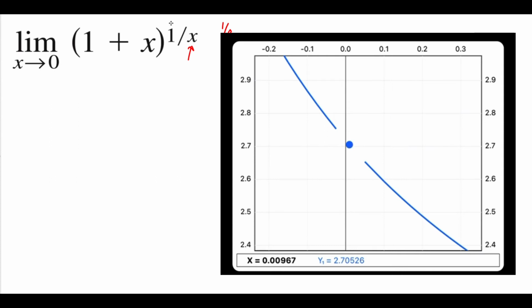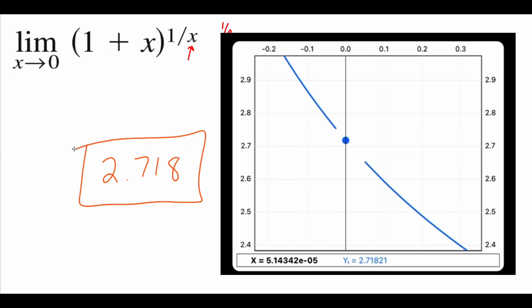But if I zoom in and I try to trace along that graph to figure out what y value we get really close to as our x value keeps getting closer and closer to 0. Here I've got an x with some scientific notation, so I know that's going to be a really small number. And if we look at that y value, we've got a y value of about 2.718-ish if we round that off. So I'm going to estimate that the limit is going to be really close to that value.